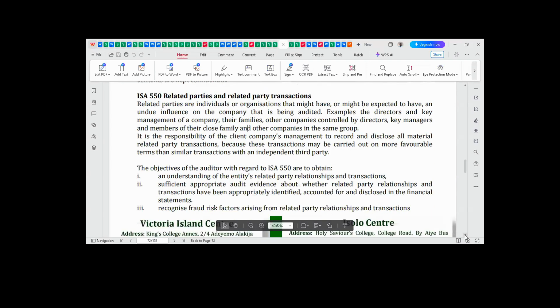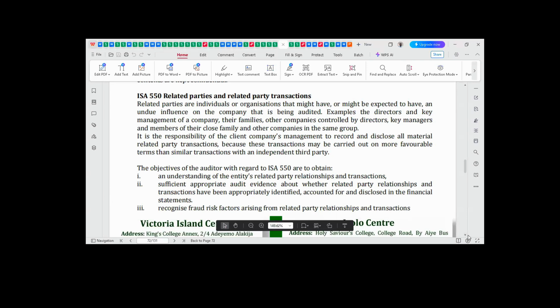So the auditor's role in this standard is that the client should ensure that they have an understanding of what constitutes related party transactions and relationships. That is because the auditor is going to ask them who are the related parties and what are the related party transactions. And the auditor has to obtain sufficient and appropriate audit evidence about whether related party transactions or relationships exist and have been disclosed in the financial statements.